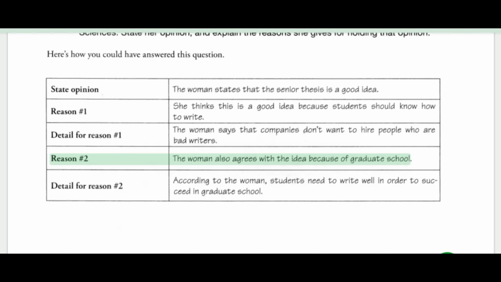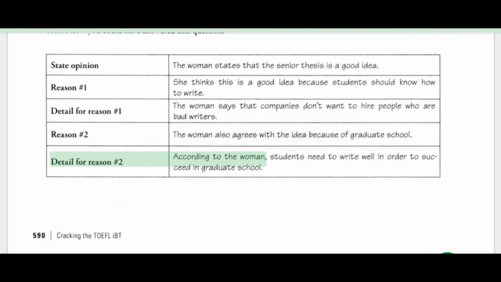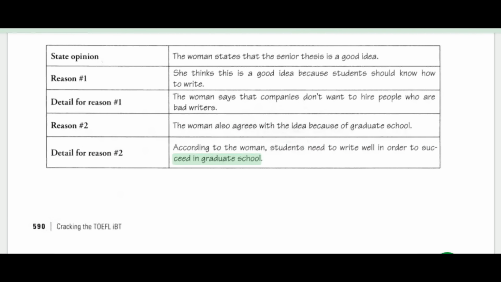Reason number 2. The woman also agrees with the idea because of graduate school. Detail for reason number 2. According to the woman, students need to write well in order to succeed in graduate school.